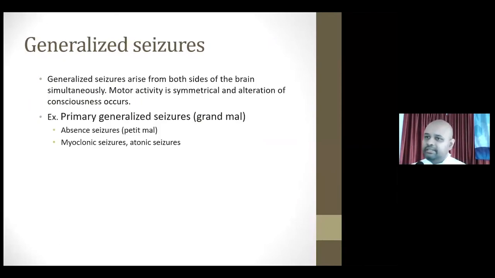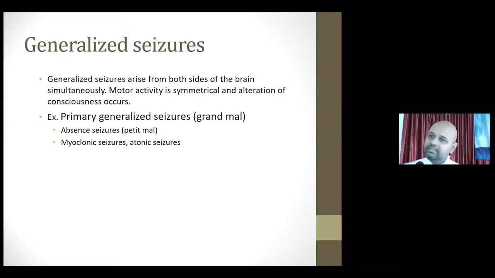So what's a generalized seizure? The quintessential or stereotypical example of a generalized seizure is the generalized tonic-clonic seizure. The difference between focal onset seizures and generalized seizures is that in a generalized seizure there's activation of both sides of your brain, and it is nearly simultaneous. It's not really simultaneous. It starts from one focus and spreads very rapidly to involve both hemispheres.